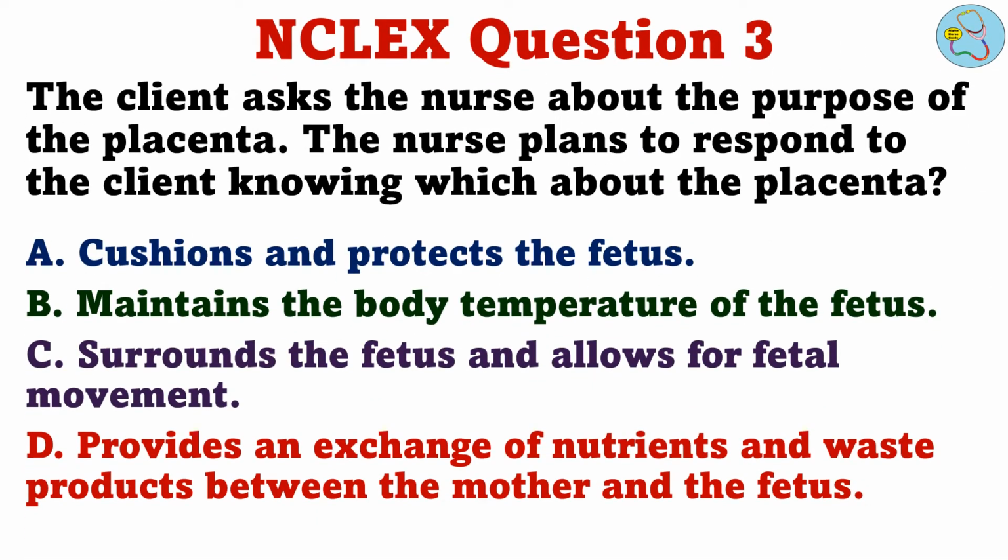Question 3. The client asks the nurse about the purpose of the placenta. The nurse plans to respond to the client, knowing which about the placenta. A. Cushions and protects the fetus. B. Maintains the body temperature of the fetus. C. Surrounds the fetus and allows for fetal movement. D. Provides an exchange of nutrients and waste products between the mother and the fetus.